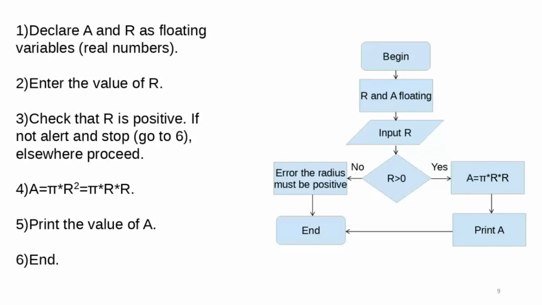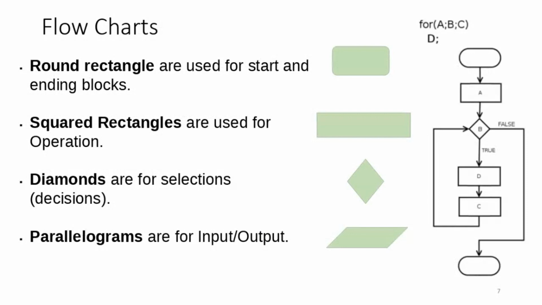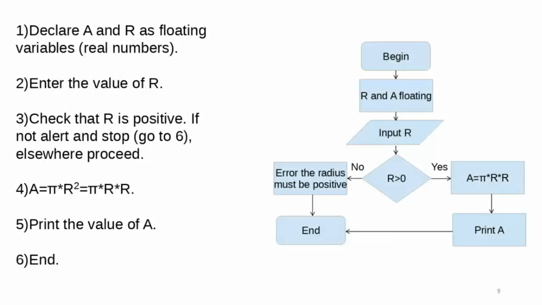So let's see. What's the first part? The first step is to declare A and R. So we first use a round corner rectangle, okay, to represent begin. Remember that the round rectangle is used to represent the start and the end of the flowchart. So we use the round to represent the begin. And what is this? Here we are declaring that R and A are float. Forget about this word float here at the moment, but as we move along, we'll learn about the float. So we are declaring A and R.